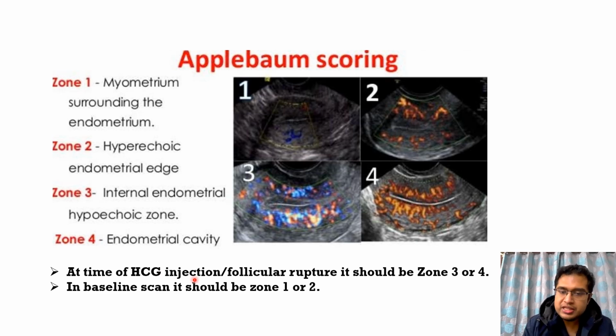So at the time of HCG injection or follicular rupture, it should be around zone 3 or 4, because we need increased receptivity of the endometrium to receive the ova. While in the baseline scan, it should be around zone 1 or 2. Otherwise, it will indicate inflammation and high chances of failure.